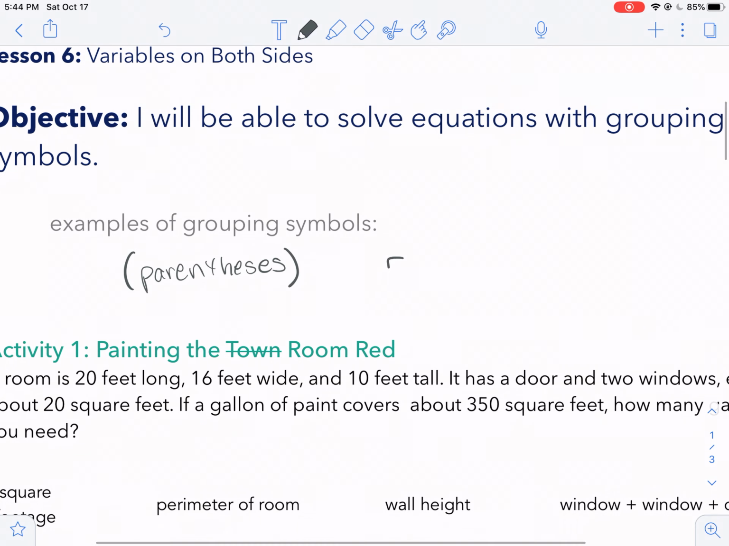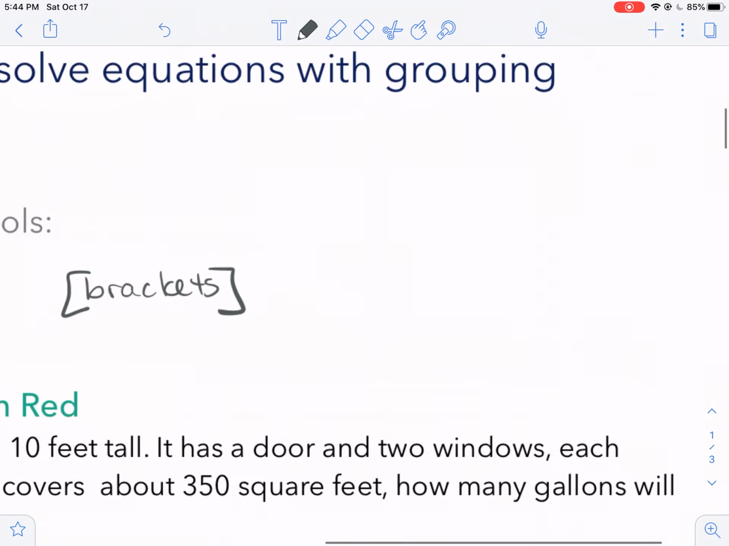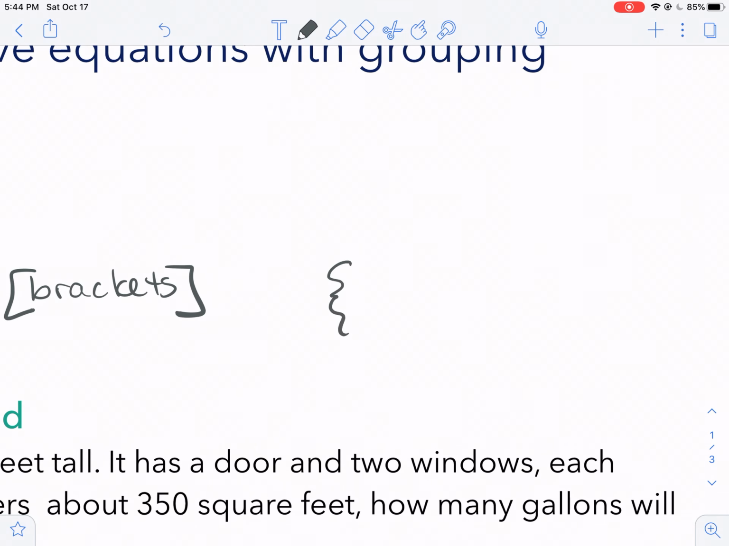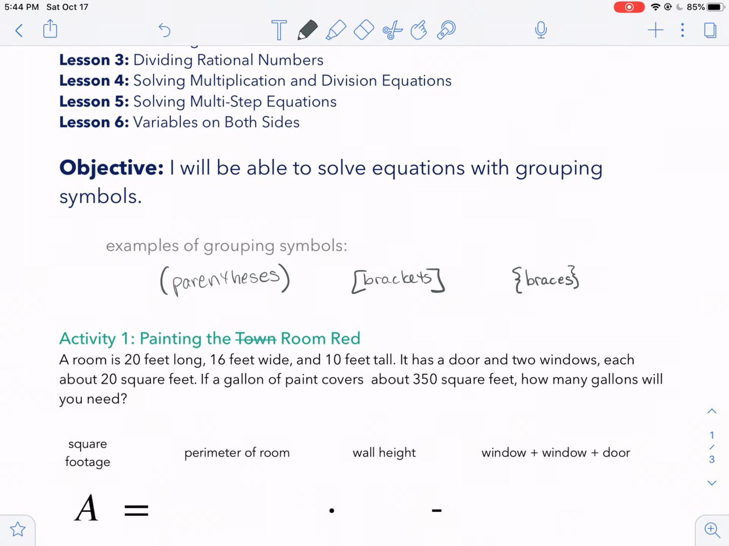You also have brackets. We use these usually if we have parentheses and then they need to go inside more grouping symbols. We use brackets so that you don't get confused. And finally, there are also these guys, which we call braces. And if you're a programmer, you will often use these. But we probably won't see these a lot in this class, usually just parentheses.